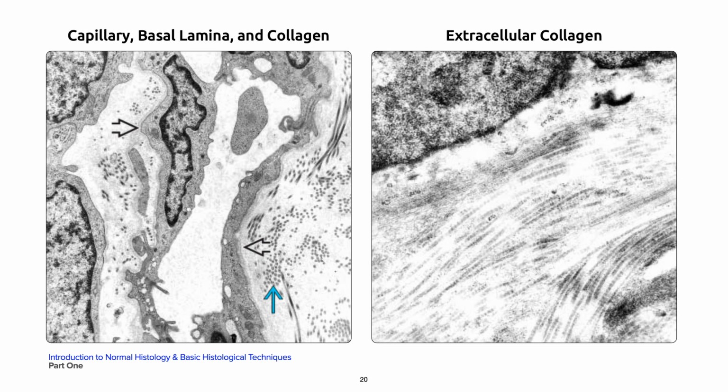On your left is an EM showing a thin-walled capillary lined by endothelial cells. A thin single layer of basal lamina, such as this and this, surrounds it and runs parallel to the outer plasma membrane. We also have collagen fibers here, such as this in blue, in varying stages of cross-section in the stroma. On your right are extracellular collagen fibers exhibiting the characteristic periodicity of 64 nanometers, which is visualized by electron microscopes.